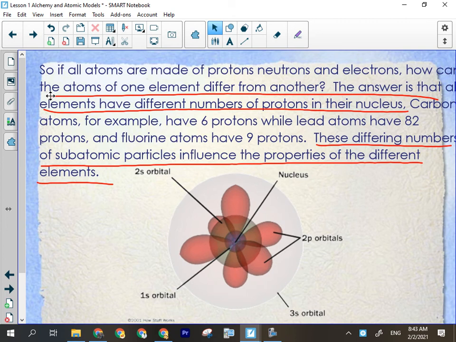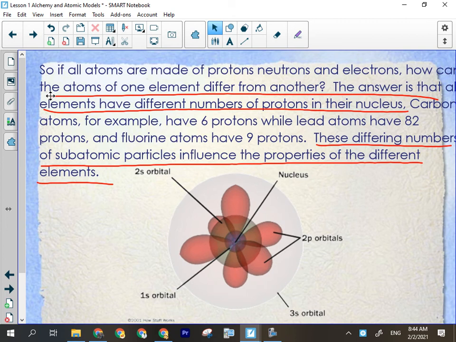It is, however, just the number of protons that influences the properties, not the number of electrons and not the number of neutrons. The reason for that is that the number of electrons can change. In a chemical reaction, electrons can be gained or lost by an atom. So an atom could have more electrons or fewer electrons than it has protons, and that's not going to change its physical properties.